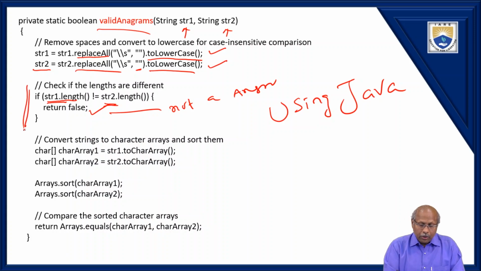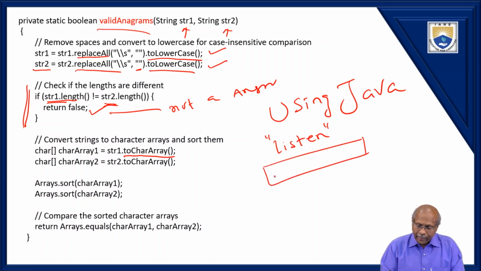Second, you have to convert the string into a character array, because it is available in the string object. This string object I will convert into a character array. To convert into a character array, in the string object there is a method called toCharArray. So if you call toCharArray, for example, say LISTEN. Listen is a string. If I give this string to the toCharArray method, what will it do? It will convert it into an array.